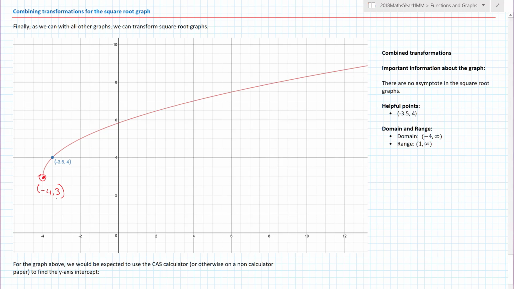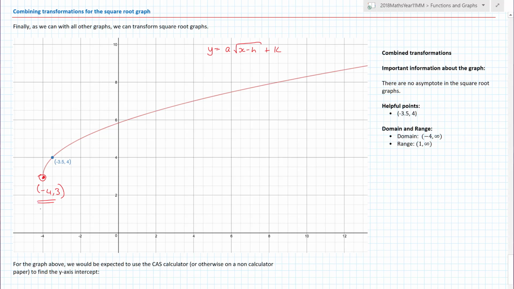I know this is a shortcut into a later lesson. We know the general form of this would be a root of x minus h plus k, for example, where h is a horizontal translation and k is a vertical translation.